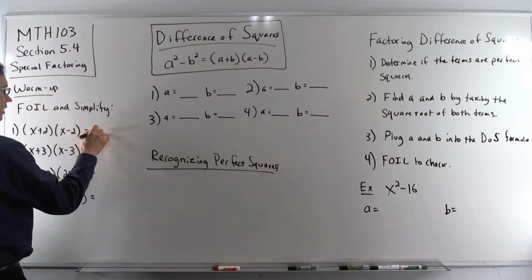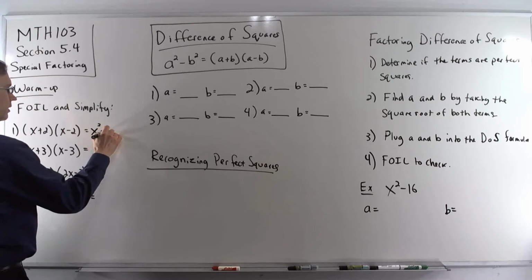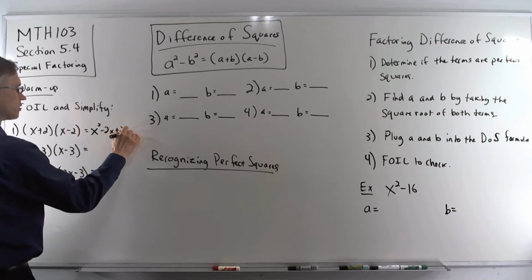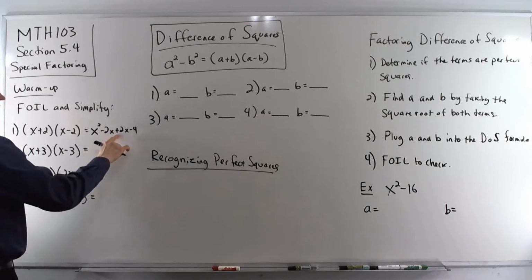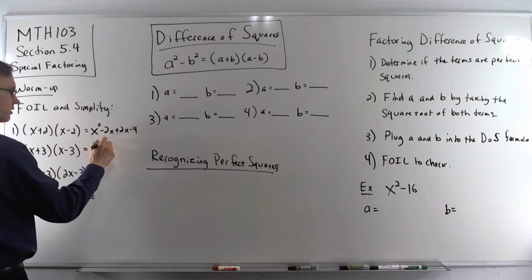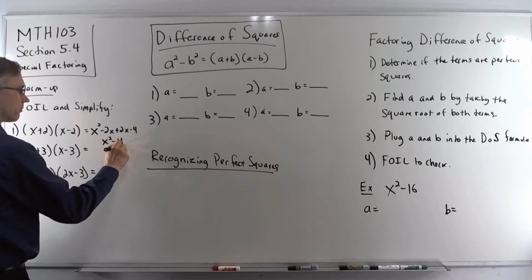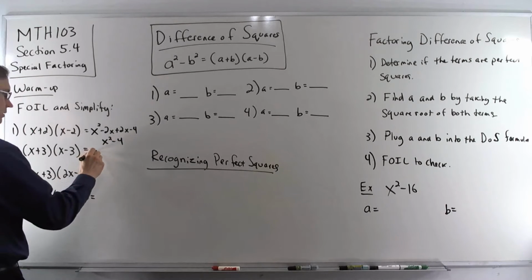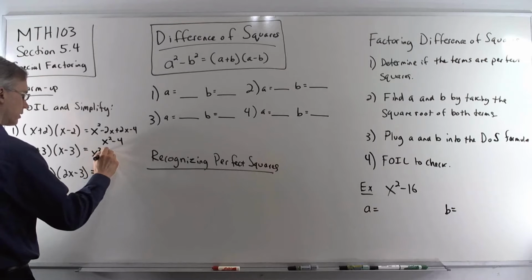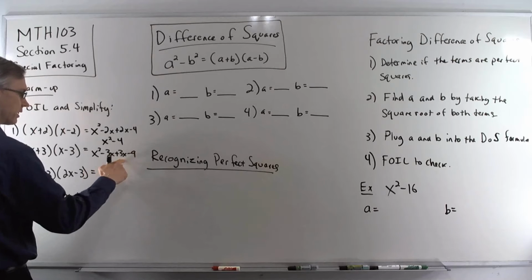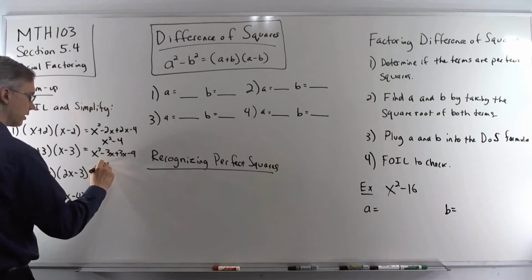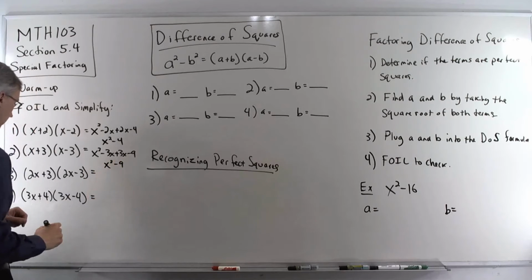So FOILing, x squared minus 2x plus 2x minus 4. The two middle terms cancel and we get x squared minus 4. Next one, x squared minus 3x plus 3x minus 9. Again, the middle two terms cancel, and we get x squared minus 9.